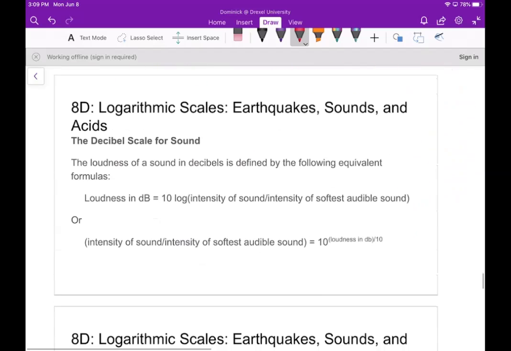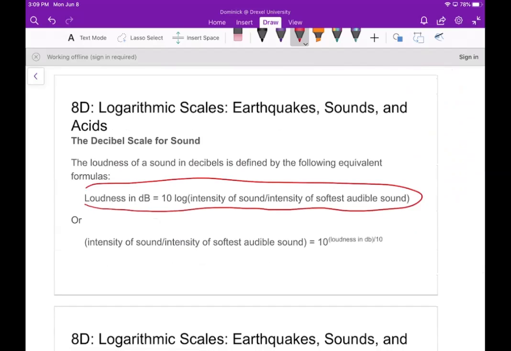Okay. So now the next type of logarithmic scale that we'll talk about is the decibel scale for sound. Now, the loudness in decibels is defined by the following equivalent formulas, where we have that the loudness in decibels is 10 times the log of the ratio of the intensity of the sound that we're interested in over the intensity of the softest audible sound. And we can also think of this as the ratio of the intensity of sound and the intensity of the softest audible sound is equal to 10 to the decibels divided by 10, right? So either one of these formulas are equivalent.